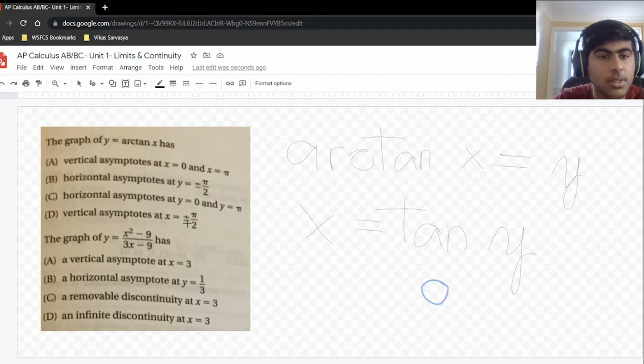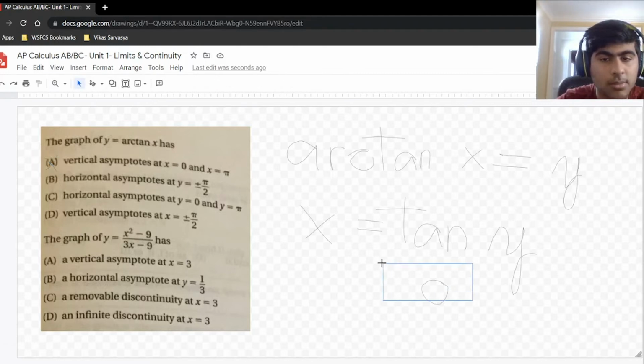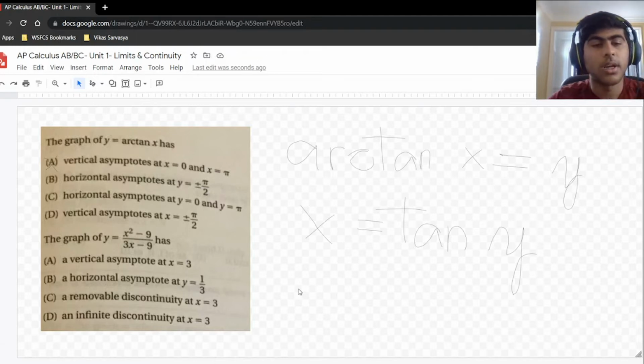So since x equals 0 doesn't work, we can just cross that answer out. That answer does not work. Now we can look at answer choice B: the graph of y equals arctan x has horizontal asymptotes at y equals plus or minus pi over 2. Now what do horizontal asymptotes mean? Remember what we saw in the last problem where we had the limit at infinity? Those are what horizontal asymptotes mean.